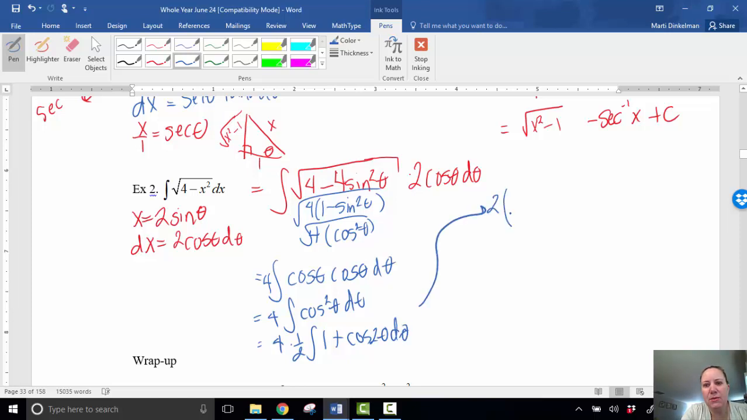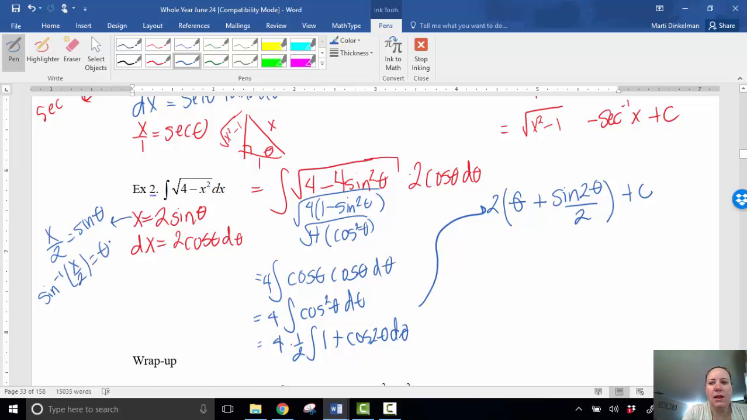So let's see, that's going to be 2 times antiderivative of 1 is going to be theta. Antiderivative of cosine 2 theta is sine 2 theta divided by the derivative of the inside, which is 2, plus c. So again, we have to go back to x's. So let's do a couple of things, and I know I'm going to have to do this reference triangle as well. So first of all, I'm going to write x over 2 is sine theta. So if I want to isolate theta, I'm going to have to do sine inverse. Okay, so that'll give me this first part. I'm just going to go ahead and distribute this as I'm talking. So 2 times theta is 2 sine inverse of x over 2.